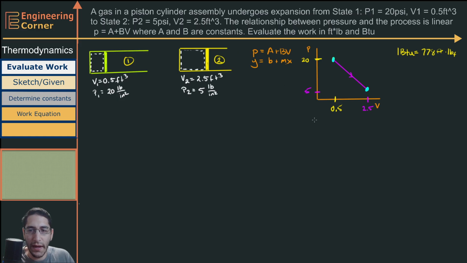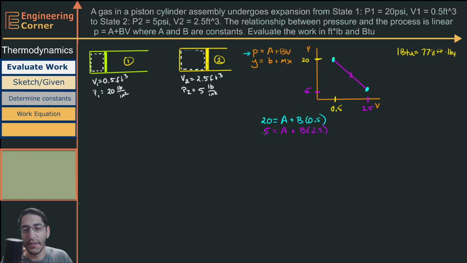So let's do that. P1 is 20, so using this equation, 20 is equal to A plus B times V1, which is 0.5. I don't know what A is and I don't know what B is. So that's my first equation. My second equation is this point right here: 5 is equal to A plus B times 2.5.